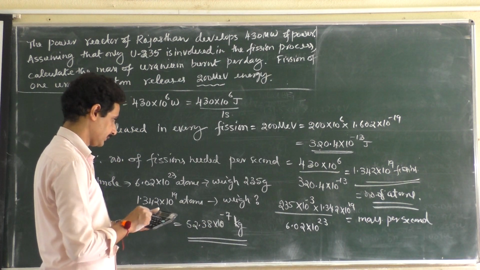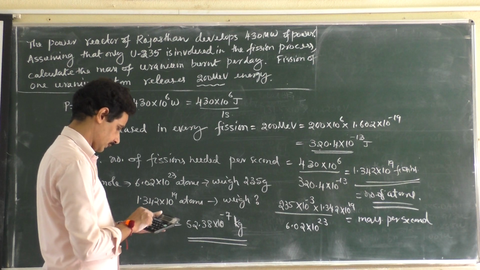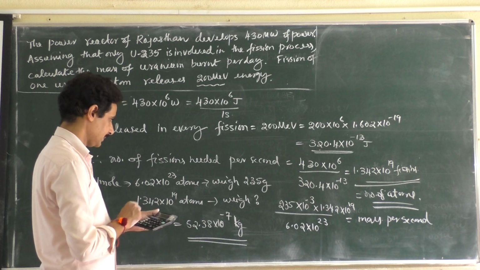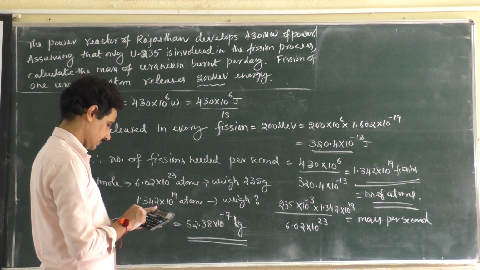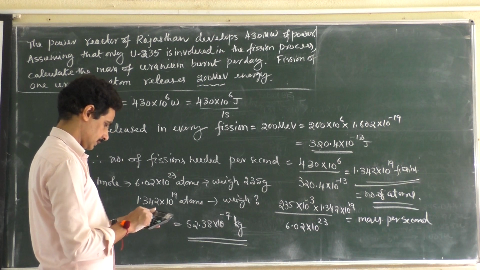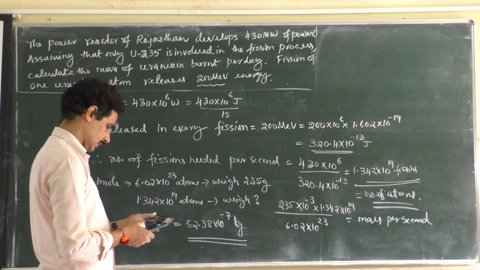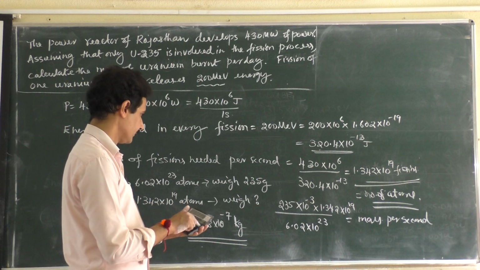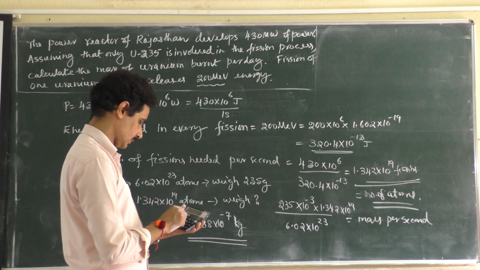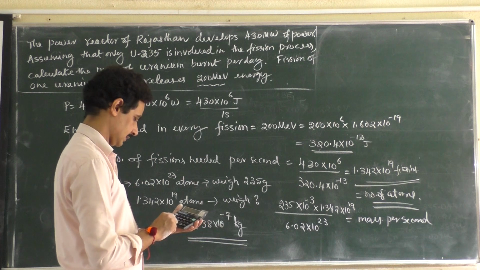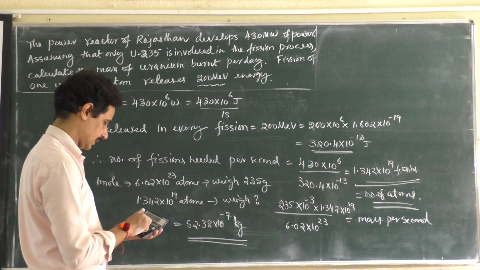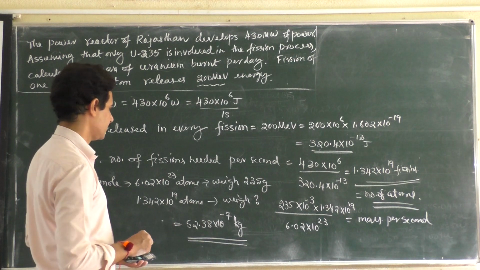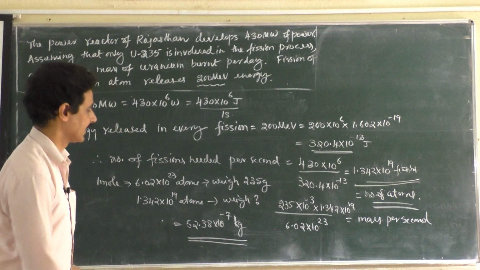I will check it once. 235 into 1.342 divided by 6.02. I didn't get that answer, I'll check it once again. 235 into 1.342, yes, that is equal to 315.37 divided by 6.02, which gives 52.38 into 10 to the power minus 7 kg. This is the mass required in 1 second.